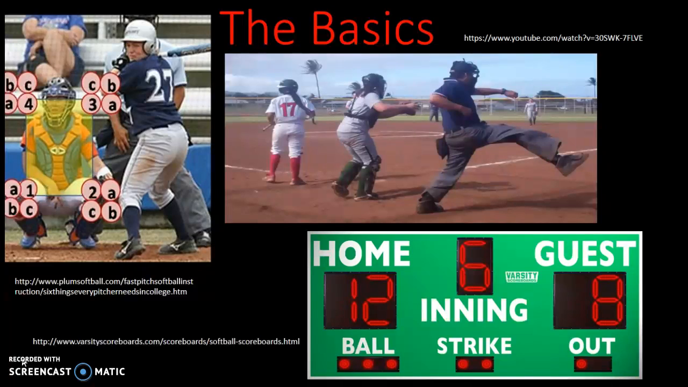If you are up to bat and the pitcher throws 4 balls, then you are what they call walked. It means you run to first base and now you are a base runner.